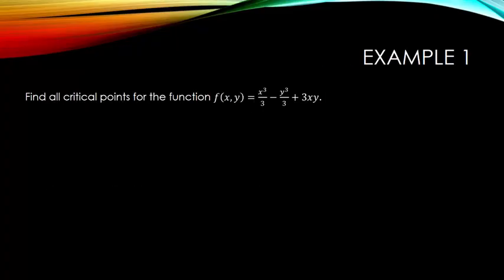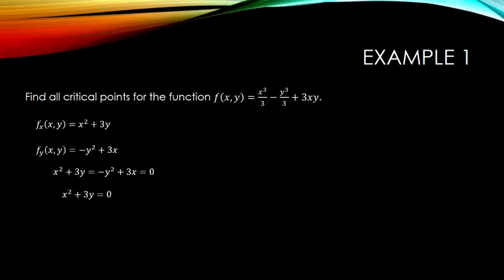I want to find all critical points for the function f(x, y) equals x cubed over 3 minus y cubed over 3 plus 3xy. Fx of (x, y) is given by x squared plus 3y. Fy of (x, y) is equal to negative y squared plus 3x. These two have to be equal to 0. This means that x squared plus 3y is 0, which gives me y is equal to negative x squared over 3, and it means that negative y squared plus 3x is 0, which means that x is equal to y squared over 3.